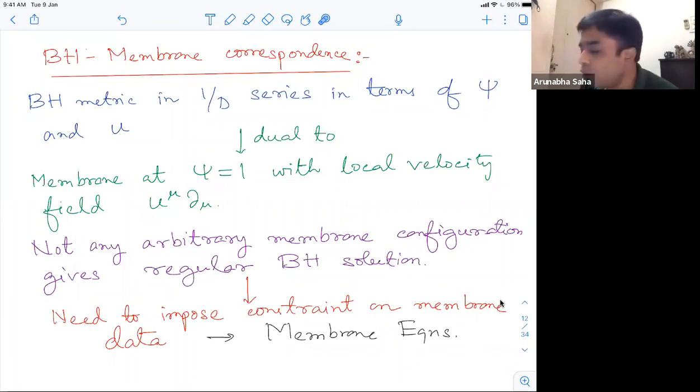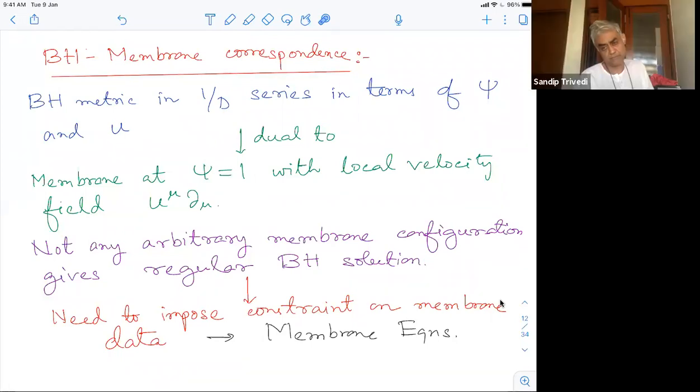Another point that Shiraz was alluding to is that, from this statement of duality, it seems that given any function psi and u, I can always arrive at a black hole solution. But that is not true. Not any arbitrary membrane configuration gives rise to a regular black hole solution. You need to impose constraints on the membrane data, the shape and the velocity function, to arrive at a set of equations called the membrane equations. Once these membrane equations are satisfied by psi and u, you can always arrive at a corresponding black hole solution.